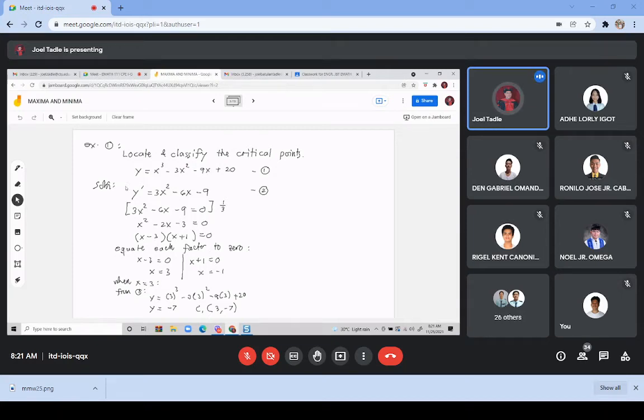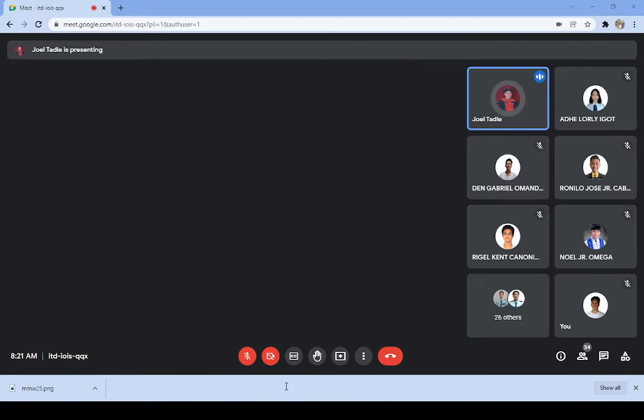Kuhaan sa og first derivative. Mao na ato ang first move. So differentiate the given equation. So y prime equals 3x squared minus 6x minus 9. Then after that, equate y prime to 0.